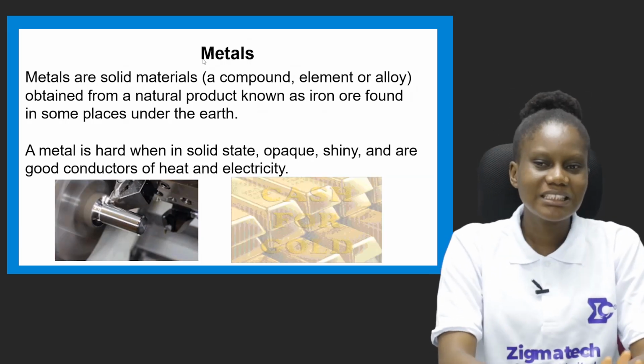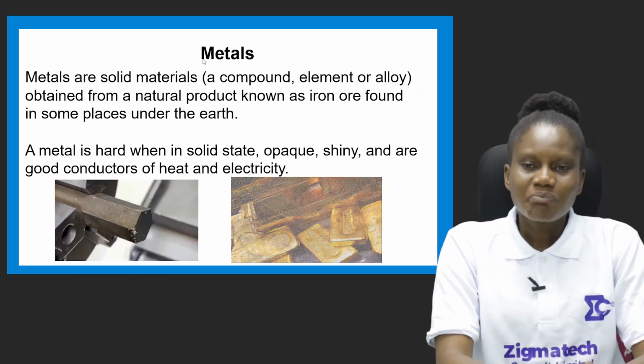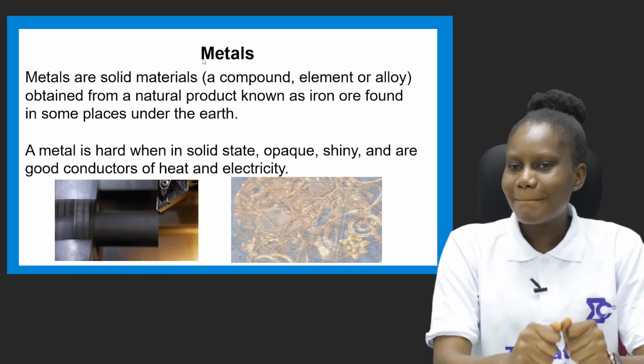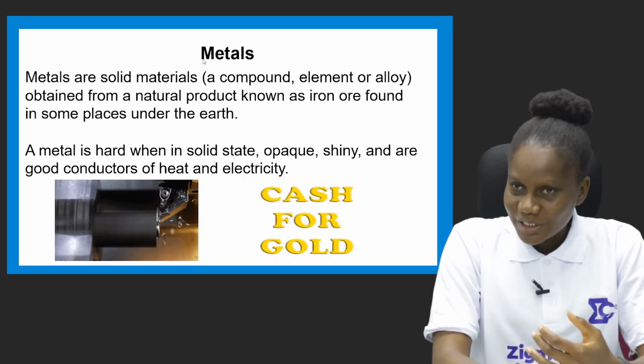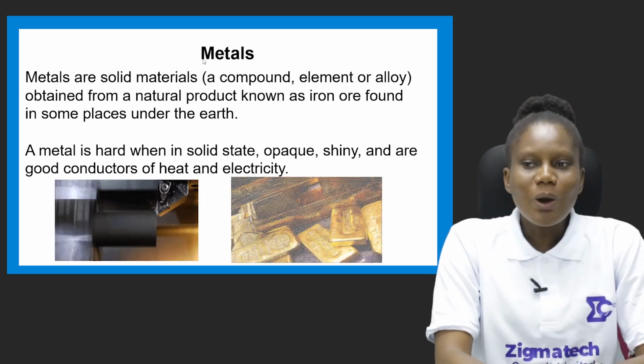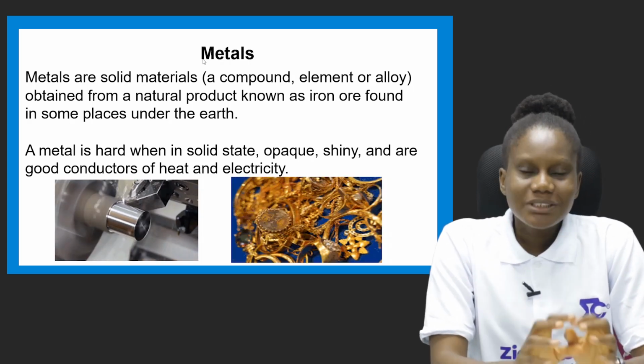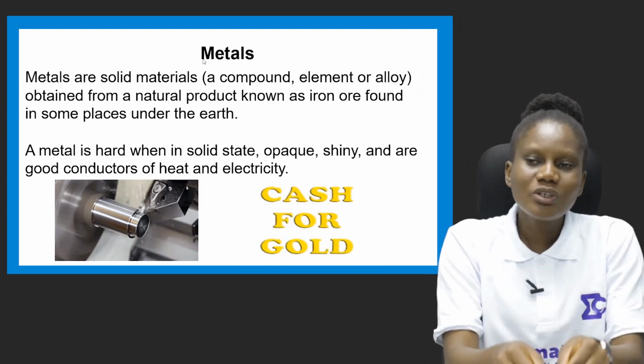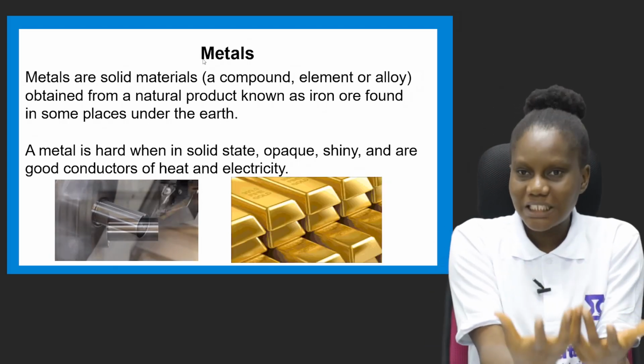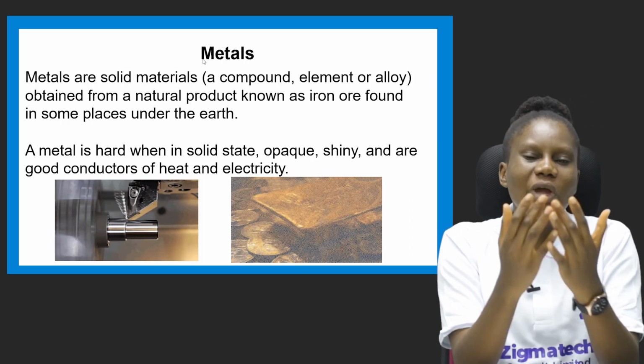I'm going to go again, this time around slow, so that you can get me. Metals are solid materials, a compound, element, or alloy obtained from a natural product known as iron ore. So you get your metals from iron ore. And where do you find your iron ore?